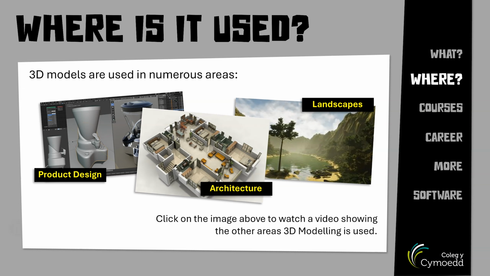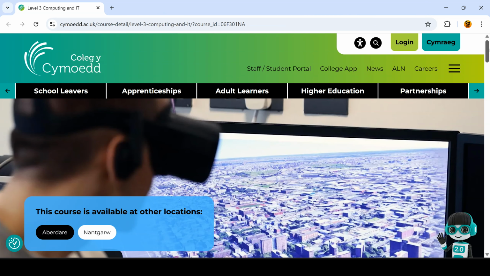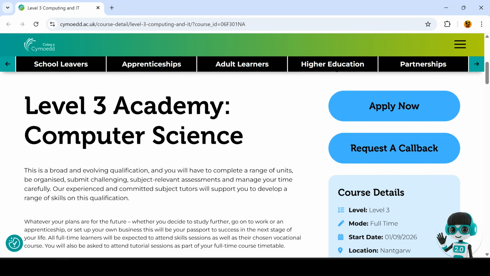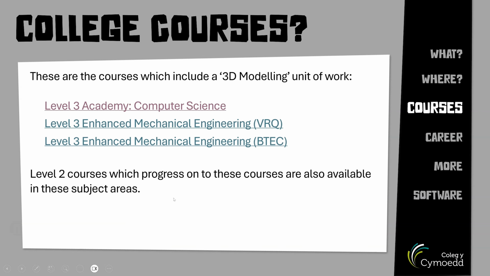So 3D modeling isn't a specific course within the college, but these level 3 courses you can see on screen are courses which have 3D modeling as a unit of work. So by all means, click on these links, follow them, they'll take you to the college website, tell you a little bit about those courses, and if you are interested in studying on them, if you can apply, you'll get invited into the college for an interview and you get a chance to look around as well.